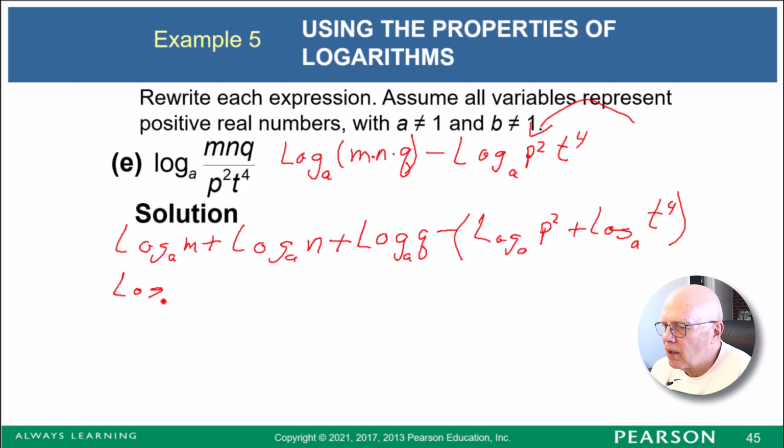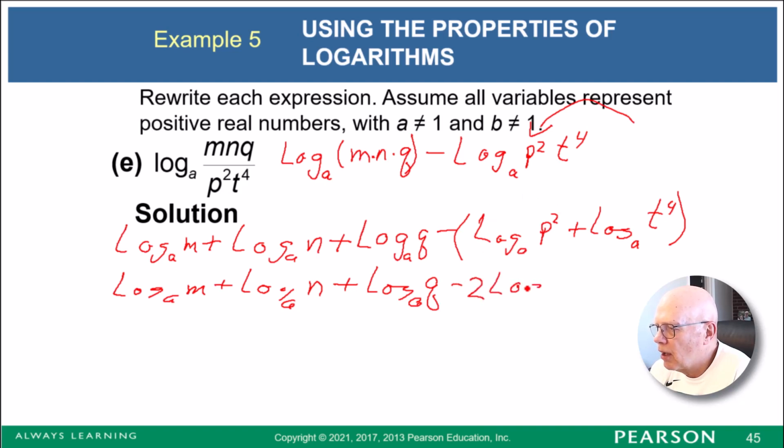Next, this 2 can come out up front. So log A m plus log base A of n plus log base A of q. Now, we're going to have a minus that log, but we're going to bring the 2 out front, so we'll have minus 2 log base A of p. Got that? This was a p squared. We brought the 2 out front. And this negative distributes across there, so I have minus here as well. And this power of 4 comes out front, so I have minus 4 log base A of t.